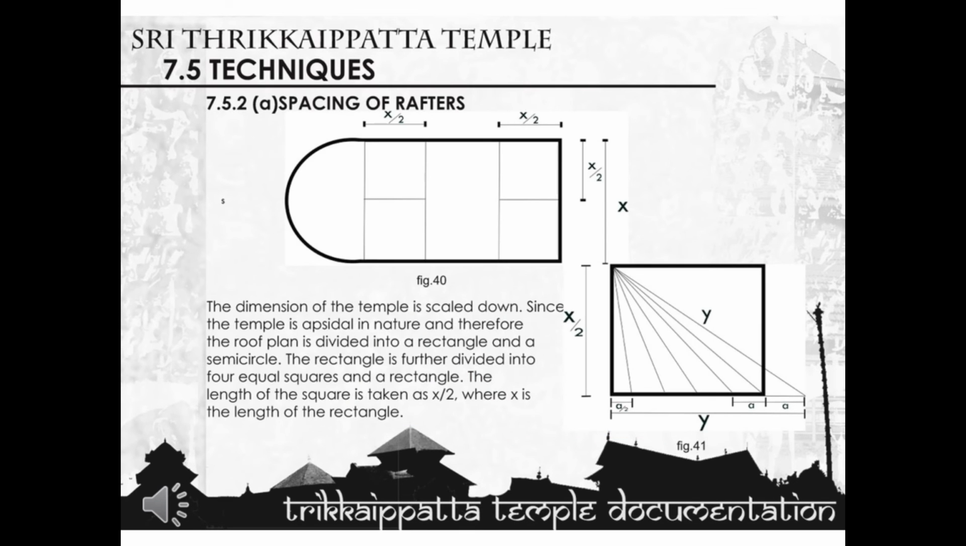Spacing of rafters. The dimension of the temple is scaled down since the temple is absolutely in nature, and therefore the roof plan is divided into a rectangle and a semicircle. The rectangle is further divided into 4 equal squares and a rectangle. The length of the square is taken as x by 2, where x is the length of the rectangle.